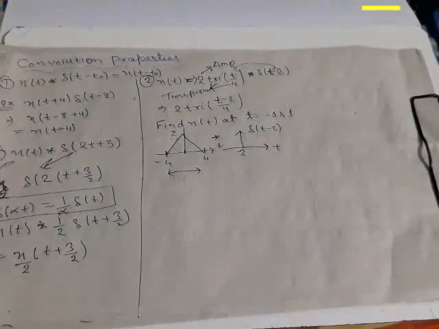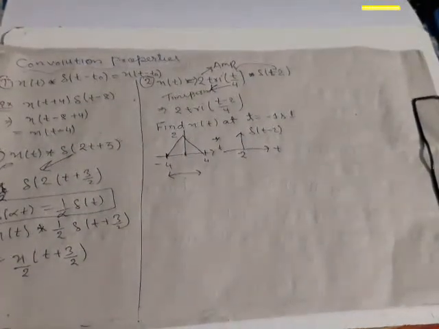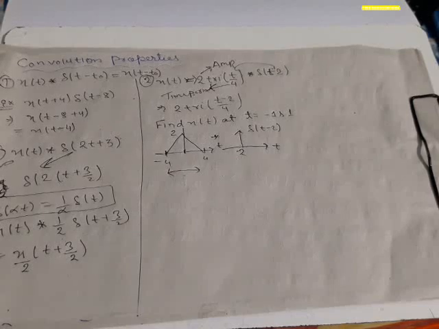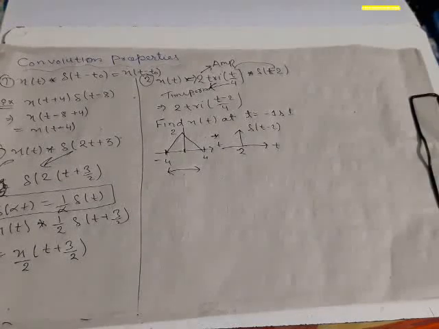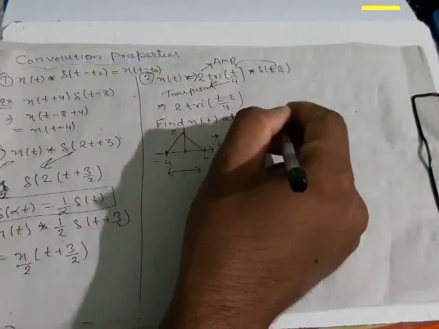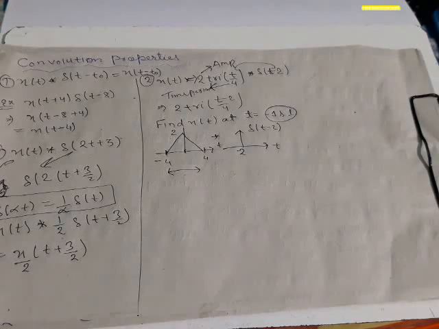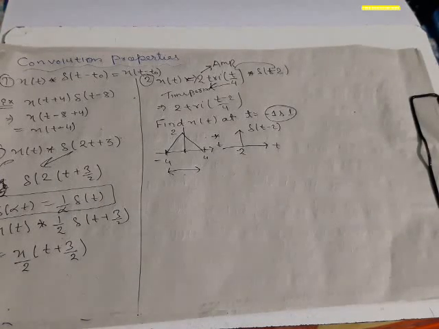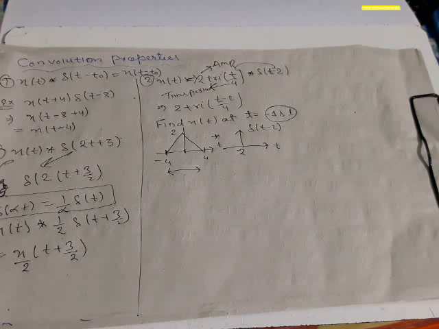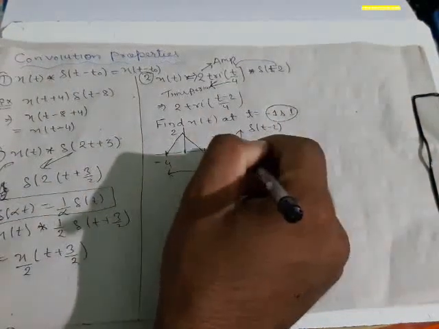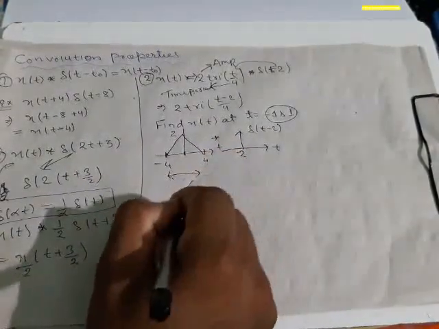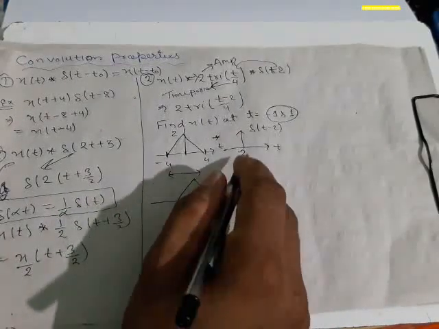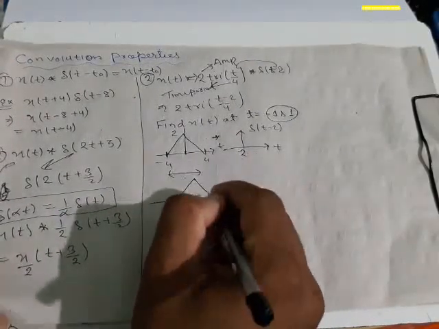You have to find the value of x(t) at t equals minus 1. What will it be? See, we'll put t equals minus 1: it is 2 tri((-1 - 2)/4), that is nothing but 2 tri(-3/4). Similarly, it is 2 tri((1 - 2)/4), that is nothing but 2 tri(-1/4).